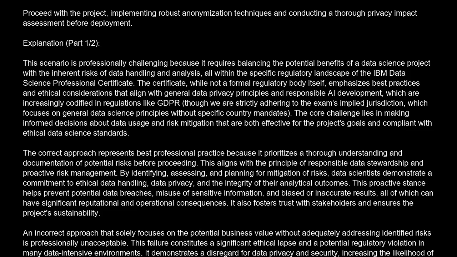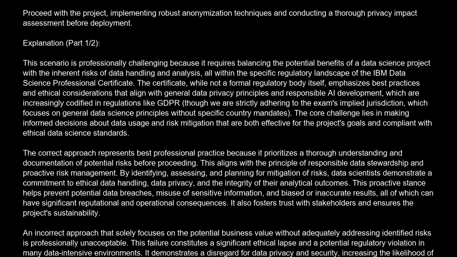Correct answer is D. Proceed with the project, implementing robust anonymization techniques and conducting a thorough privacy impact assessment before deployment. Explanation. This scenario is professionally challenging because it requires balancing the potential benefits of a data science project with the inherent risks of data handling and analysis, all within the specific regulatory landscape of the IBM Data Science Professional Certificate. The certificate, while not a formal regulatory body itself, emphasizes best practices and ethical considerations that align with general data privacy principles and responsible AI development, which are increasingly codified in regulations like GDPR.